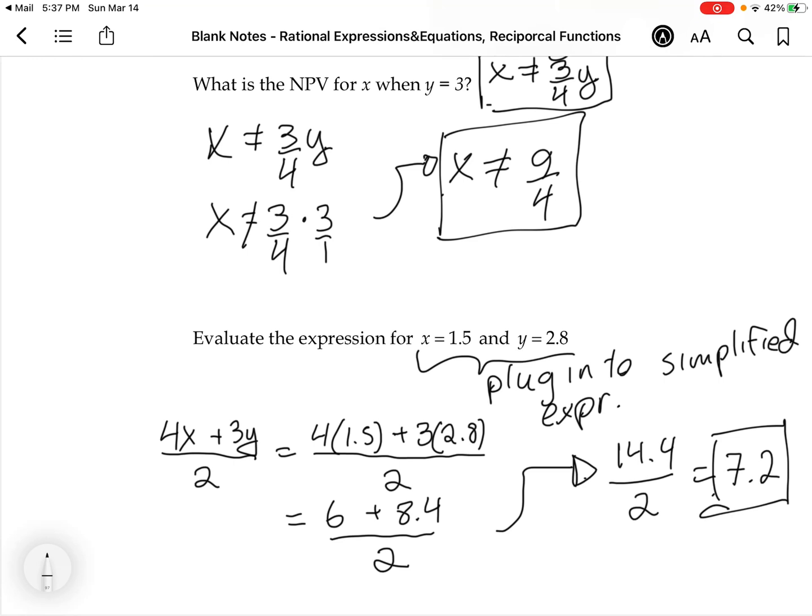Okay, so that's all I have for today. That's just what we're going to look at in terms of defining these things, defining non-permissible values, and talking about simplification. And simplification of these is the equivalent of reducing fractions. Tomorrow, we're going to start talking about how we multiply and divide these rational expressions. And I'll see you guys all later.